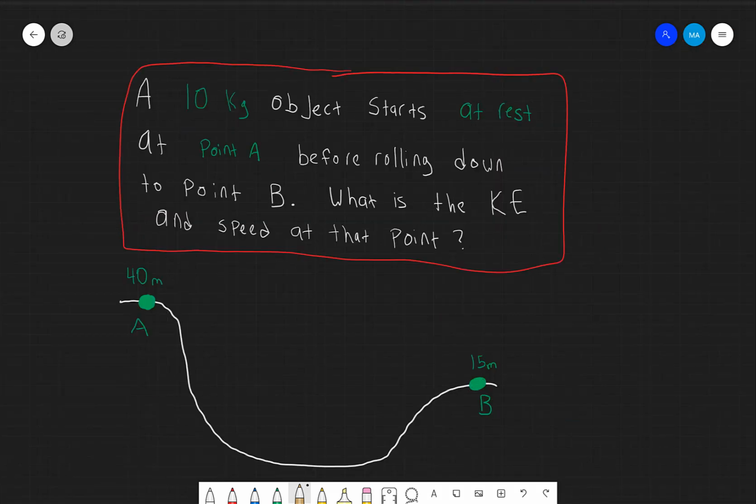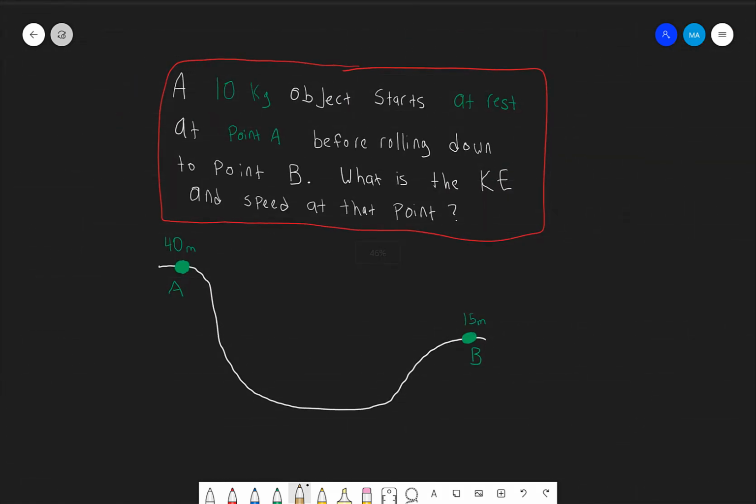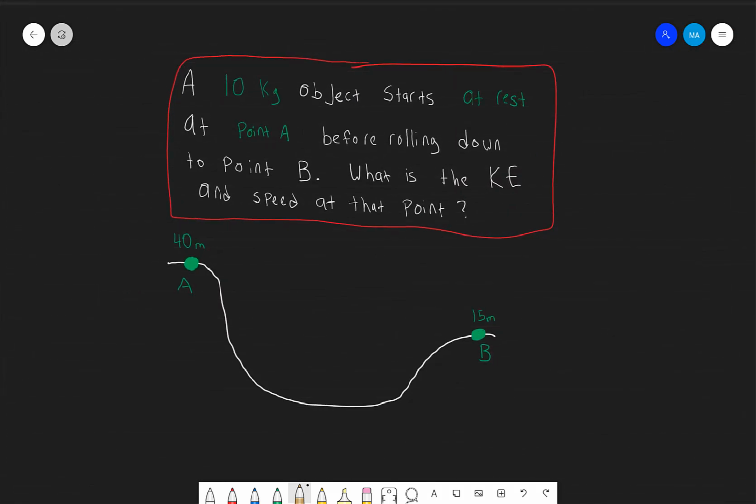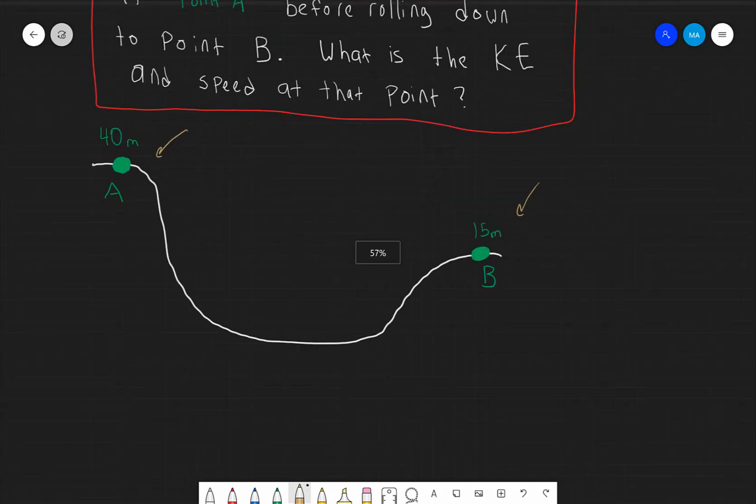I know doing it with 4 at a time can maybe be a little bit overwhelming, so I'll just do one. A 10 kilogram object starts at rest from point A, right here, 40 meters above the ground, before rolling down to point B. What is the kinetic energy and speed at this point, point B? So what we need to do is we need to figure out the total energy and use that to get the answer.